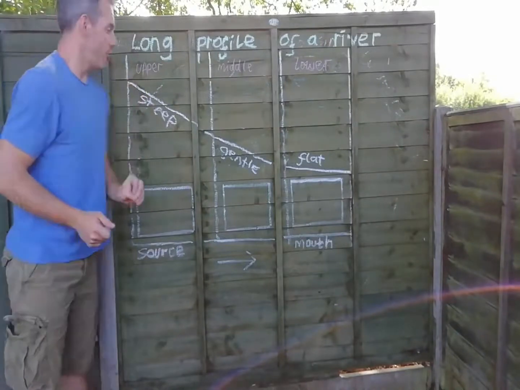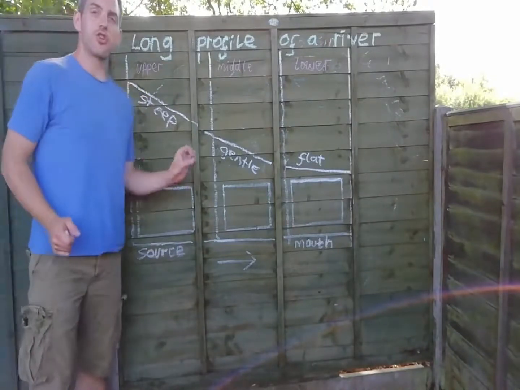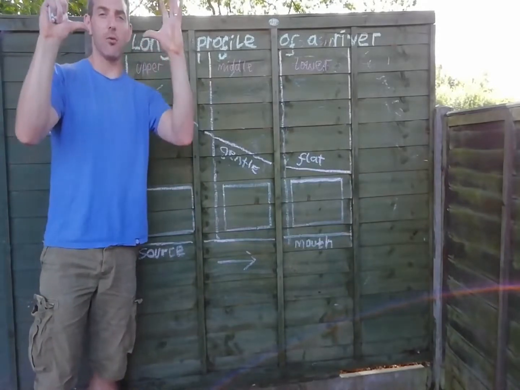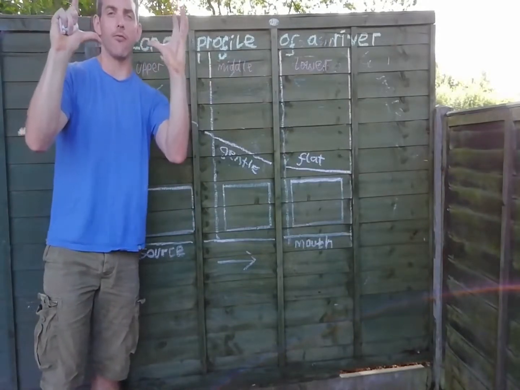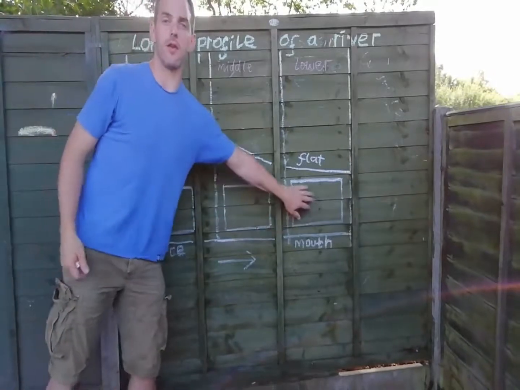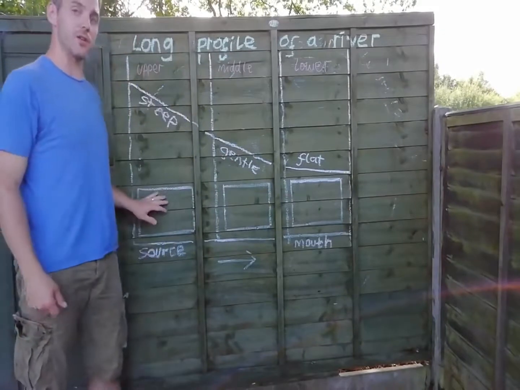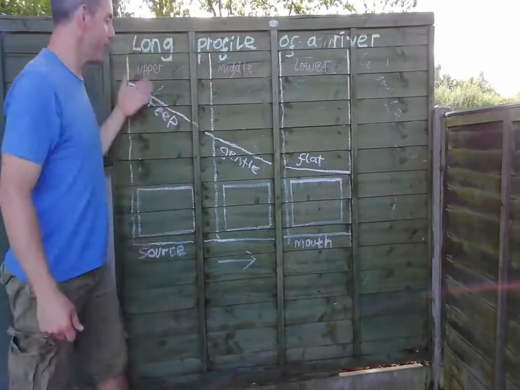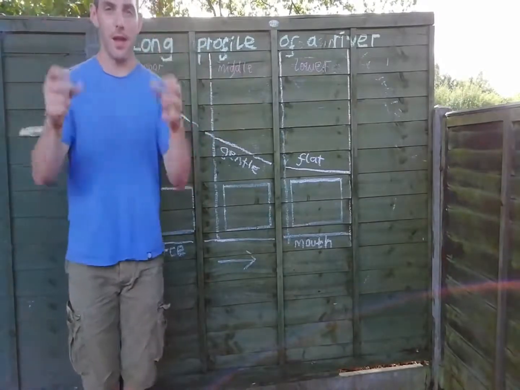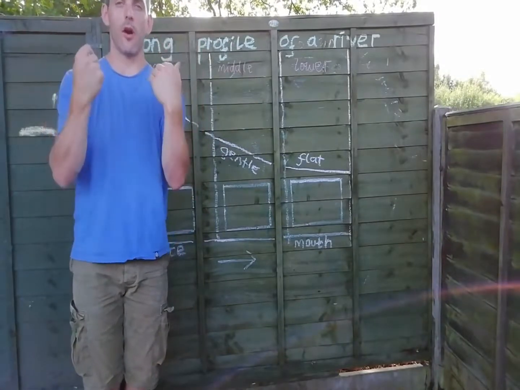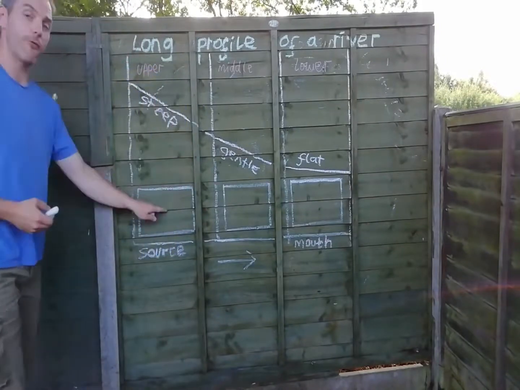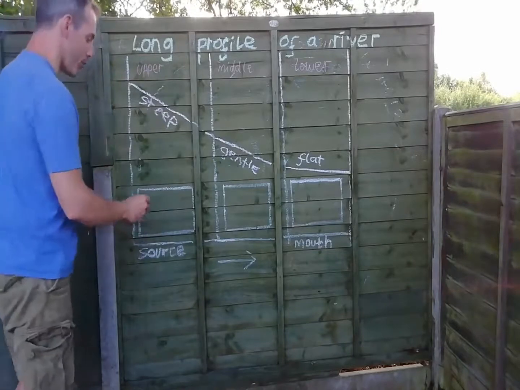The next thing we're going to do is talk about the river channel. So the river channel is the actual part of the river that the water flows through. So this is why we've got 3 boxes here. This shows how the river channel changes. Now here's where it gets a bit different. Rather than looking side on, I now want you to imagine that you're standing in the river with the water coming towards you. So in our first box, this is what it looks like in the upper course.